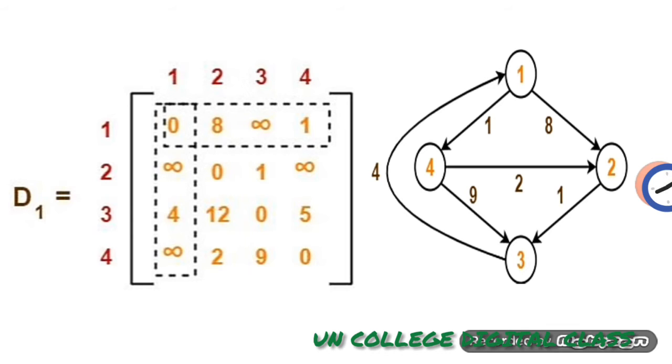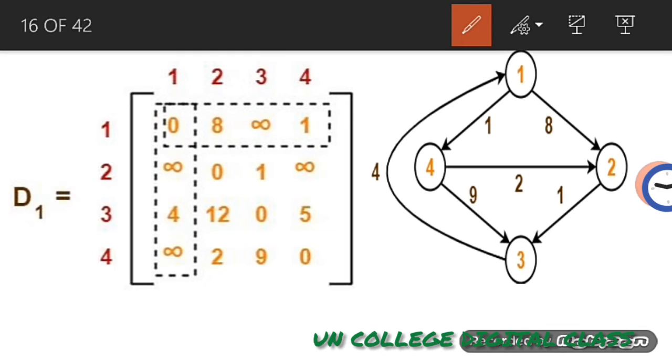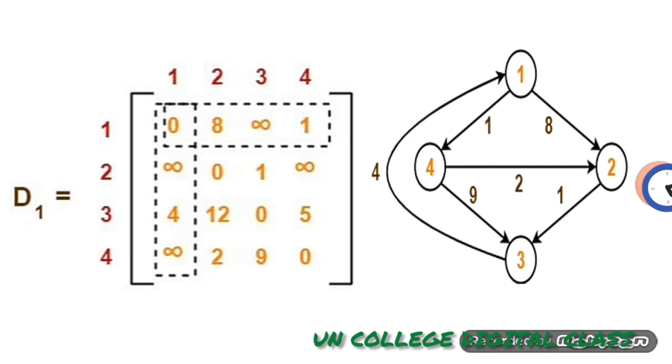Let me start again. You can see that 1 to 1 is 0, as the diagonal value is always 0. Then 1 to 2 is 8. In the previous slide 1 to 2 is 8 and here also 1 to 2 is 8, as it is a direct connection. Then 1 to 3 is infinity. Here we are not getting any direct connection, and also not by using another intermediate vertex. Then 1 to 4 is 1, which is the minimum one also, and we leave the first row as usual.